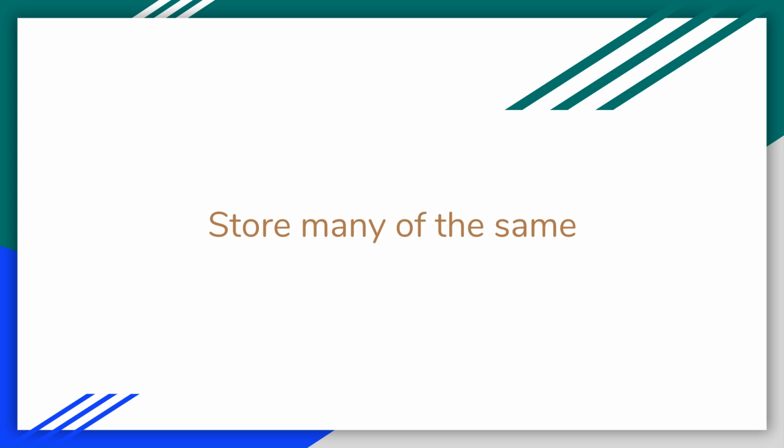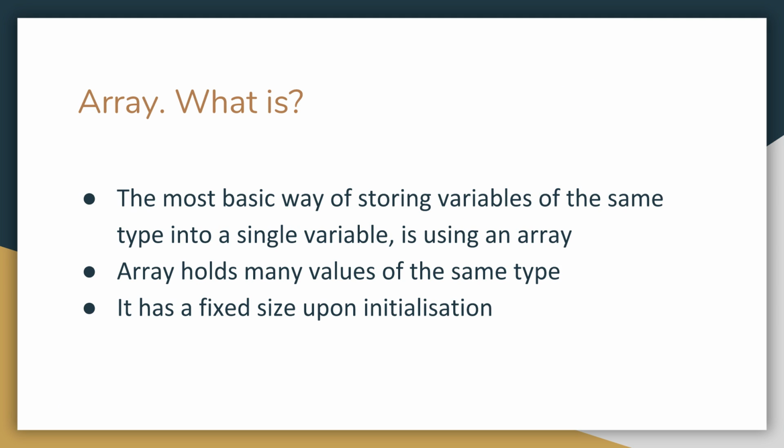So let's move on to the next part of today's lesson: how to store many of the same type. First, the most basic way of doing it is an array. Arrays have a fixed size and they're used to store many variables of the same type into a single variable.